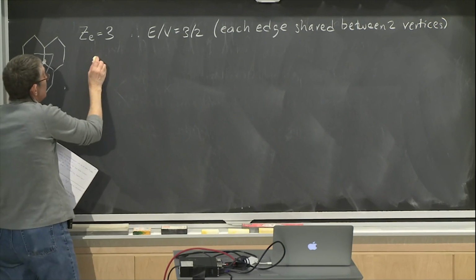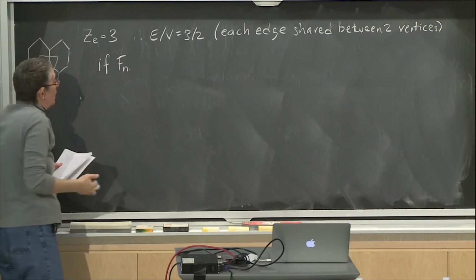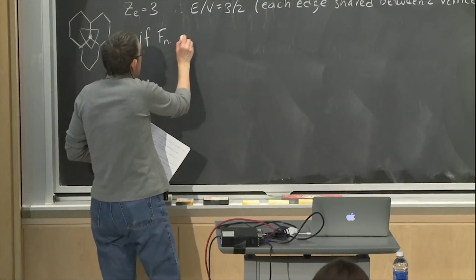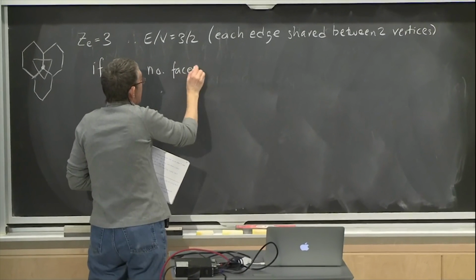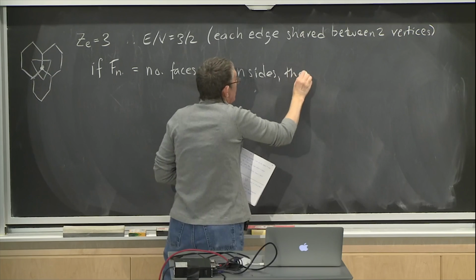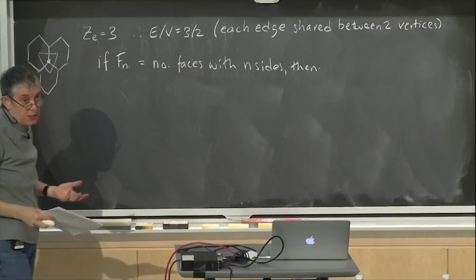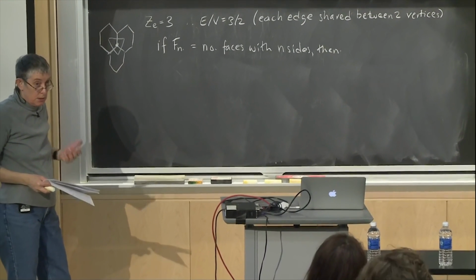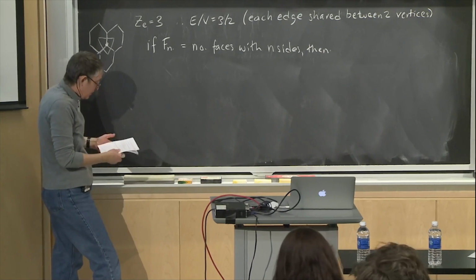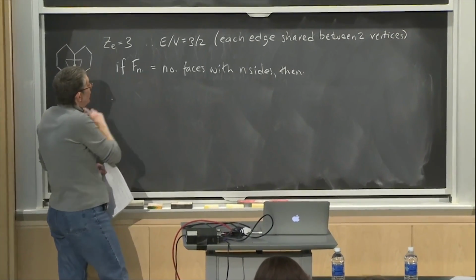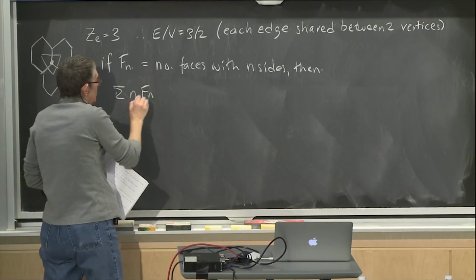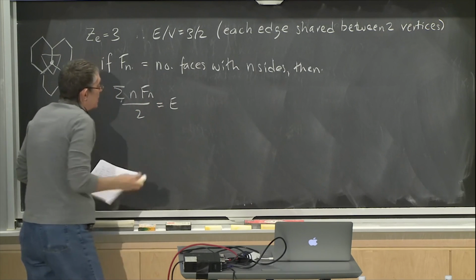And I'm also going to define something I'm going to call Fn. And Fn is going to be the number of faces with n sides. So I could have some number of the cells have 6 sides, some number have 5 sides, some number have 7 sides. So Fn is the number of faces with some particular number of sides, n. Then if I sum up n times Fn and divide it by 2, that's the number of edges.